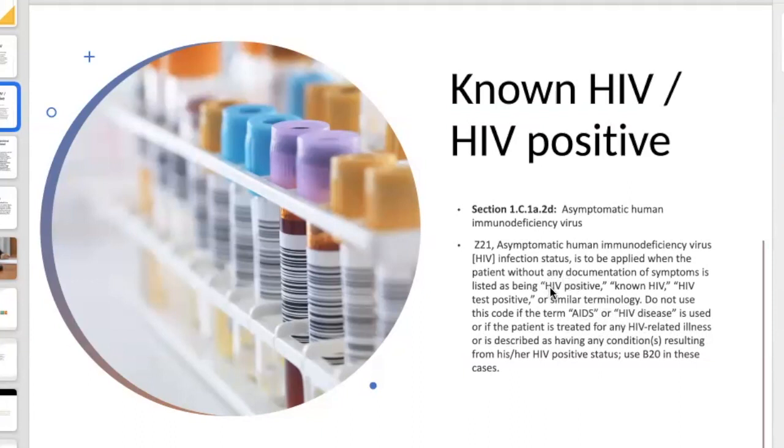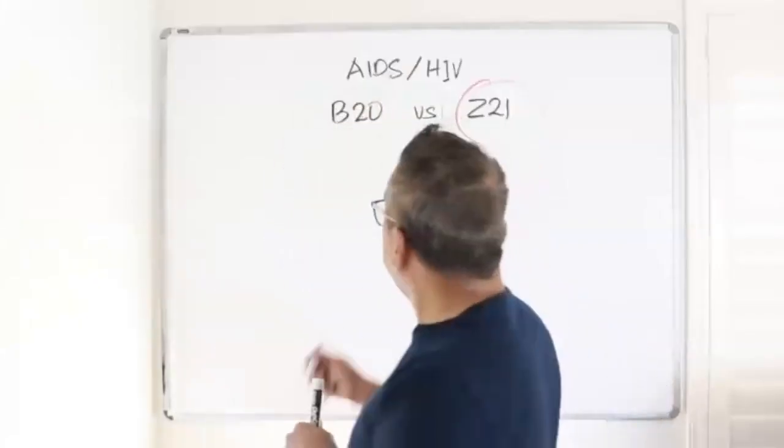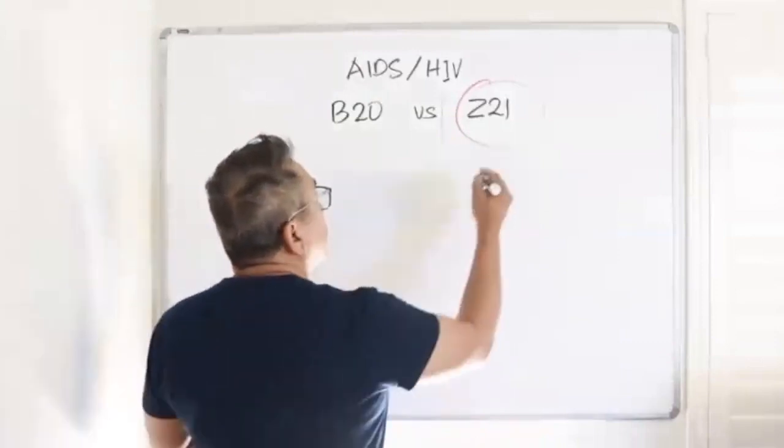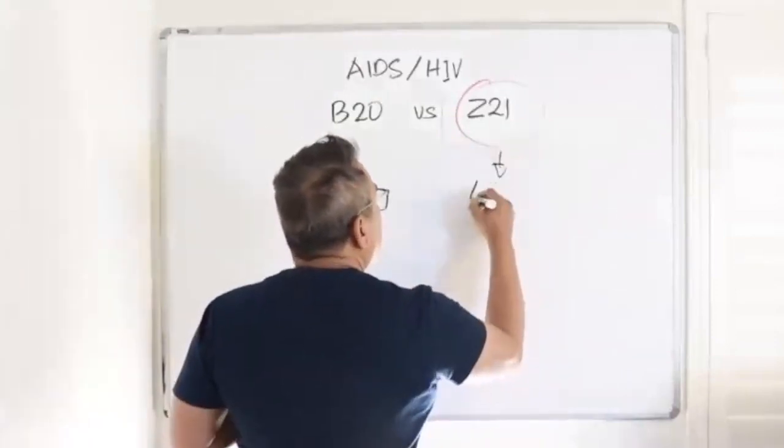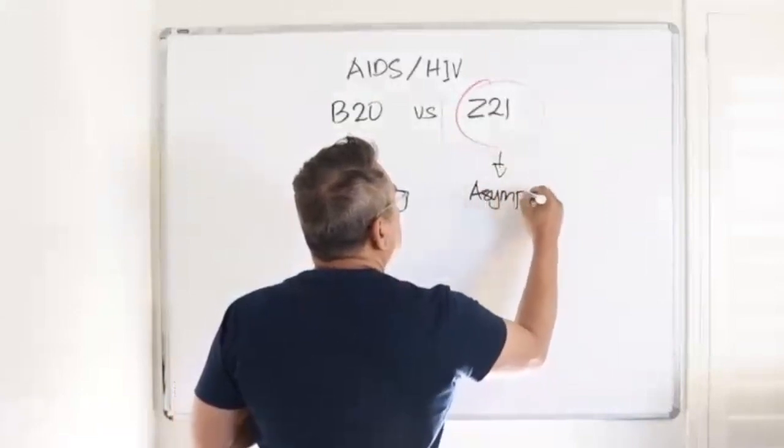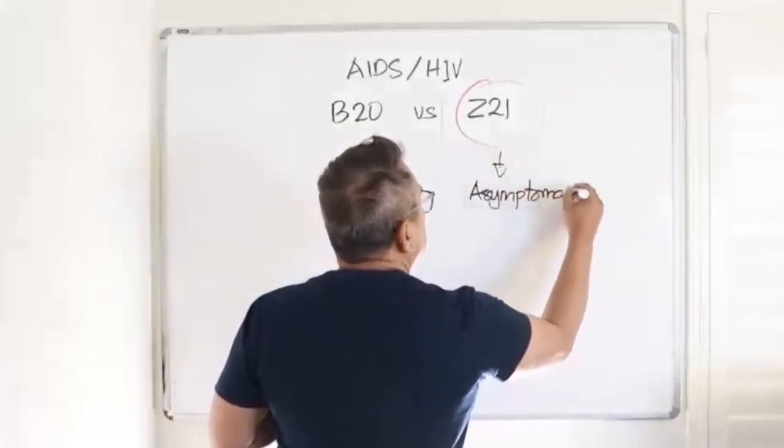But if you see in the documentation that the doctor says HIV positive or known HIV without any sign or symptom, Z21. But for a person who has AIDS confirmed already or has HIV disease, what is the code? B20. Okay, so let me go back to the board, guys. This guy here is asymptomatic, no signs or symptoms.